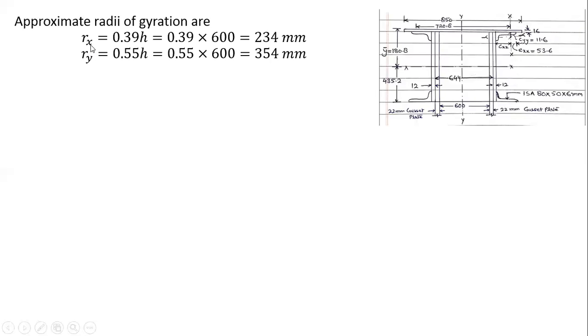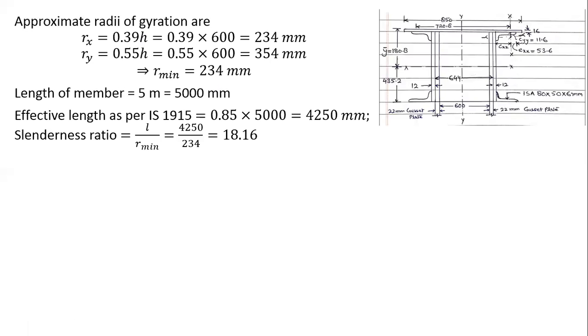So that's why I took it directly from the previous literature. Okay. So R minimum here is 234. Next, length of the member is 5 meter, that is 5000 millimeter. So effective length as per IS 1915, for chord member, because this is my chord, it is 0.85 times of 5000. So this is 4250 millimeter effective length.